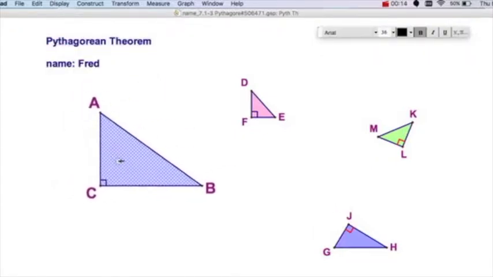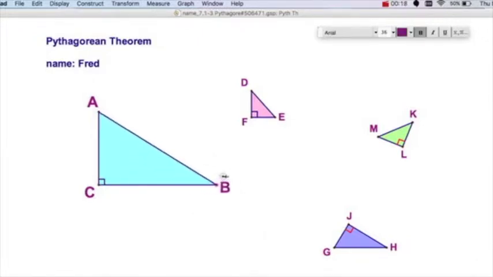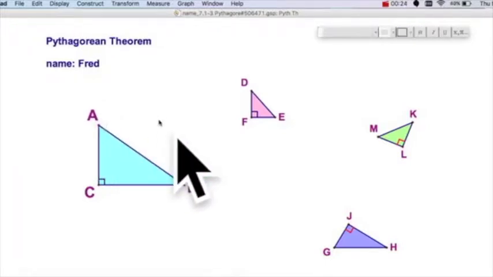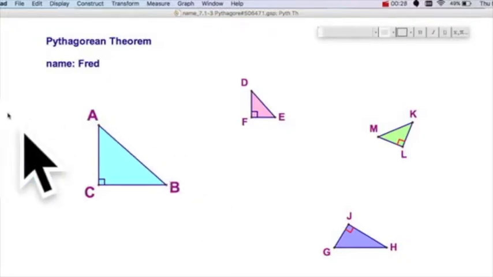I'm going to start with this triangle right here. Now, I put little stops in it so you can't go nuts. So you can move it about like that, but you can't change it. You can't spin it around, and it's fixed at a right angle. So we're going to make this. This is fun.